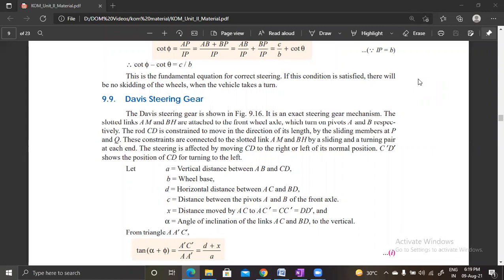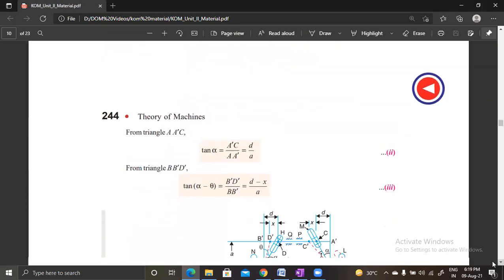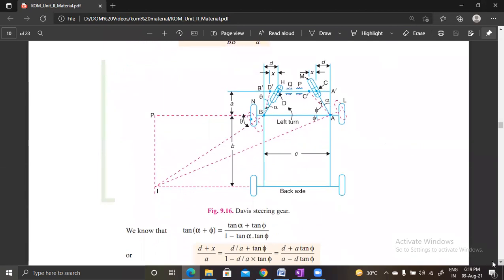Details about the Davis steering mechanism. Let us discuss the Davis steering mechanism. What Davis has done is he has taken a four wheeler like this, as shown in the figure. This is a four wheeler, with two front wheels and two back wheels.